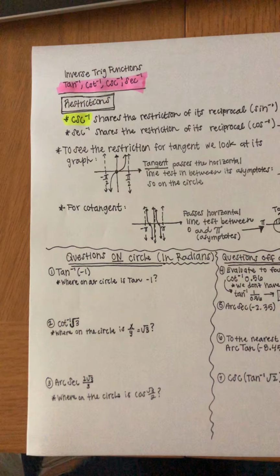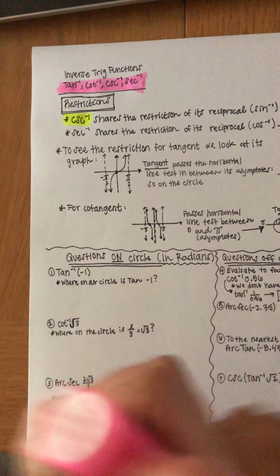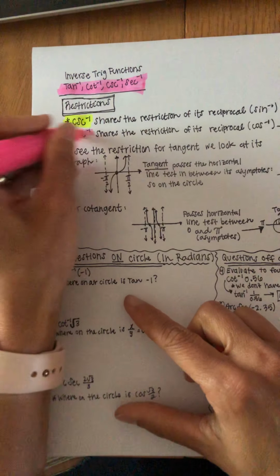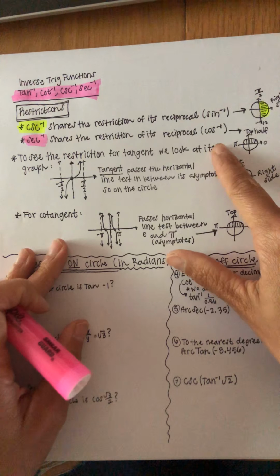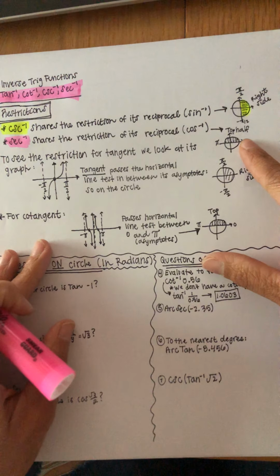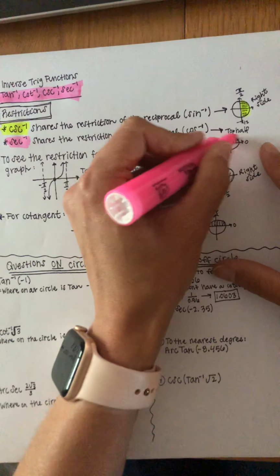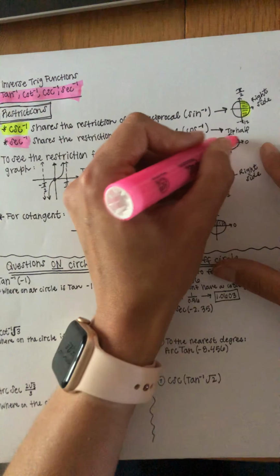Secant is related to cosine. It's the reciprocal function of cosine. So secant is going to share the restriction of its reciprocal cosine inverse, which is restricted to the top half of the unit circle graph, so the first and the second quadrant.